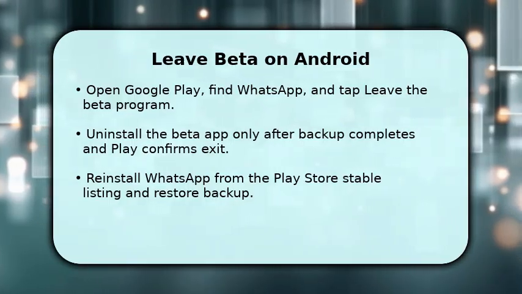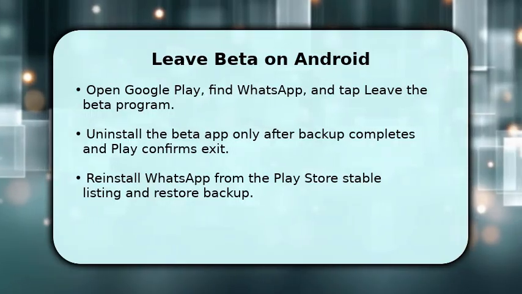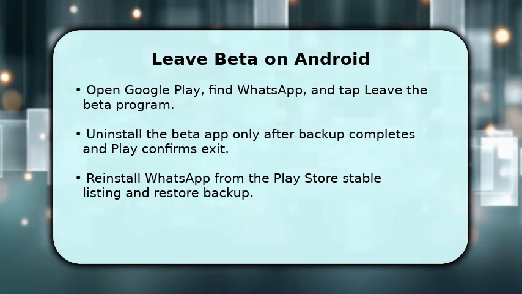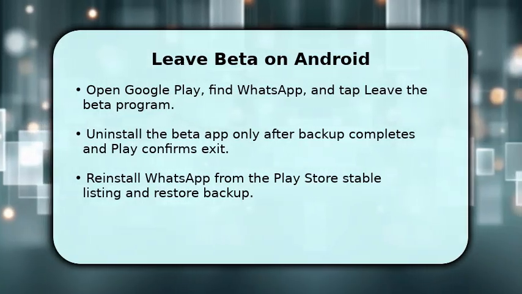After backup completion, uninstall the beta build from your device to prevent version conflicts. Reinstall WhatsApp from the Play Store stable listing and follow prompts to verify your number and restore your backup.